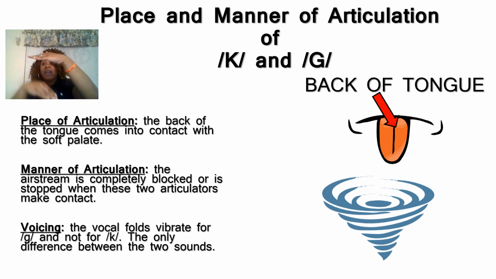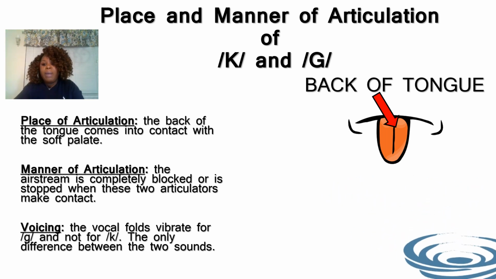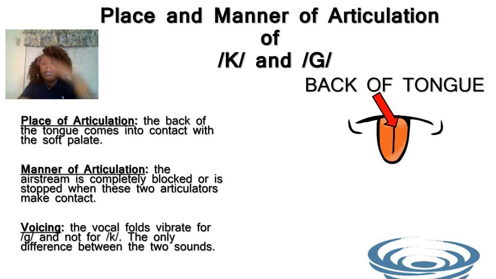Now, when that constriction occurs, there is a complete blockage of the air as these sounds are formed. So let's just say that this is our airstream. When it makes contact, it stops abruptly when these two articulators make contact with each other. And then from there, the sound that comes out gives us K and G.